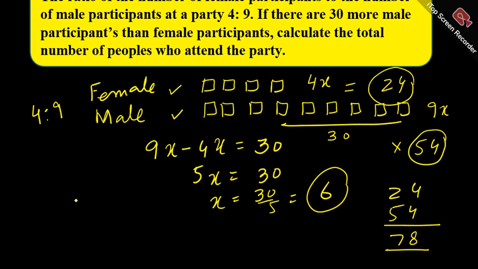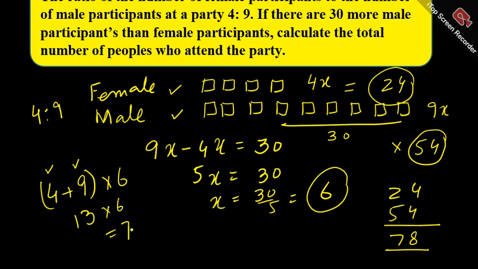There is another method to solve that. We have the ratio 4 plus 9, right? The number of females is 4 in the ratio and the number of males is 9, and we multiply by the value of x. So again we get 13 into 6 is equal to 78. In both cases we have the same answer, right?